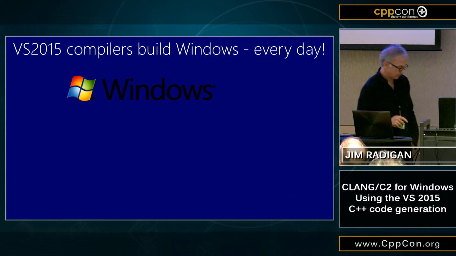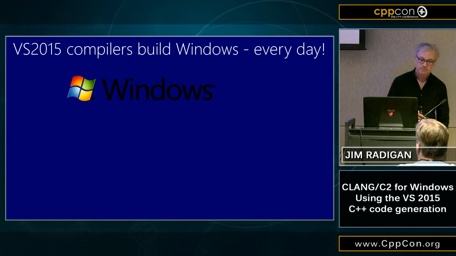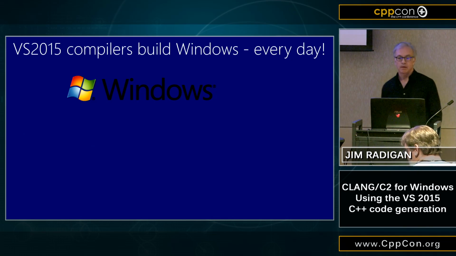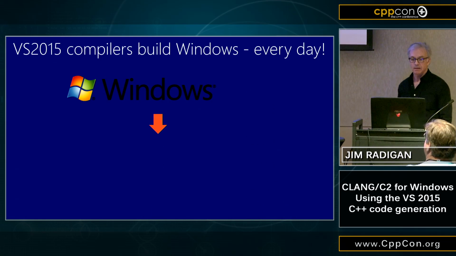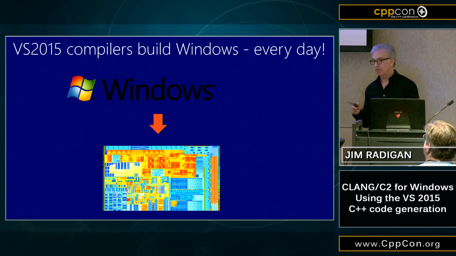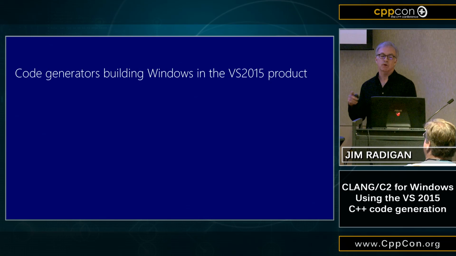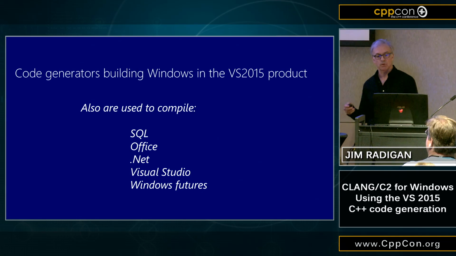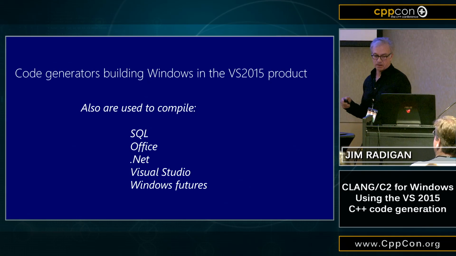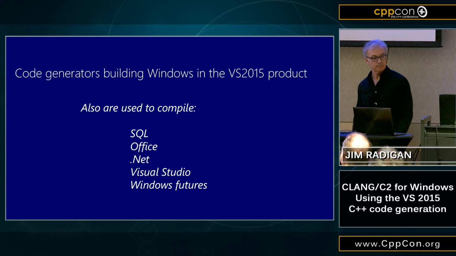So this is where I'm going to transition the talk now. I'm going to start to talk about architecture. So Windows, we build Windows every day, and we target 4 different processors right now. So the code generators we ship are building Windows every day. They're also used to build SQL, Office, all of .NET, all of Visual Studio, and many Windows features internally. Okay?